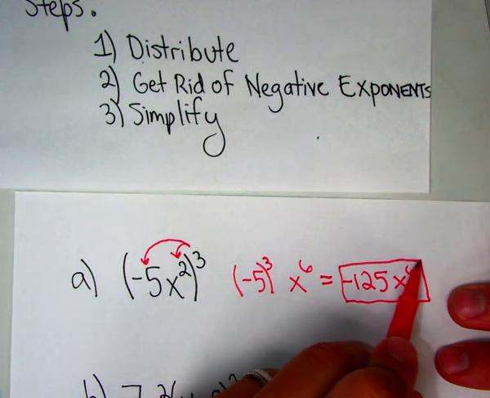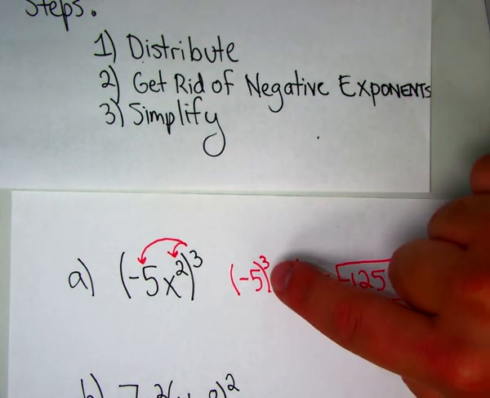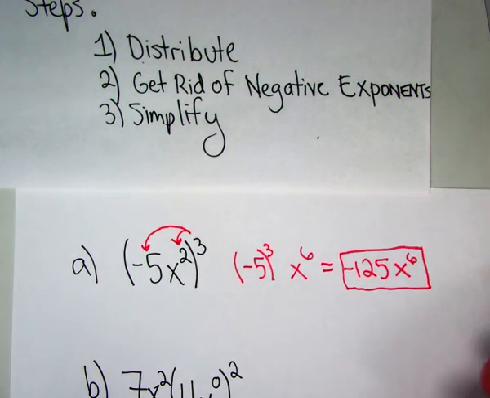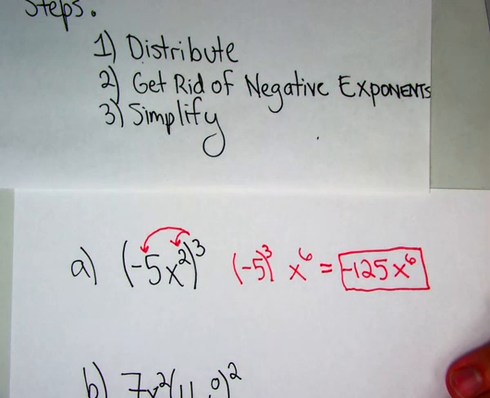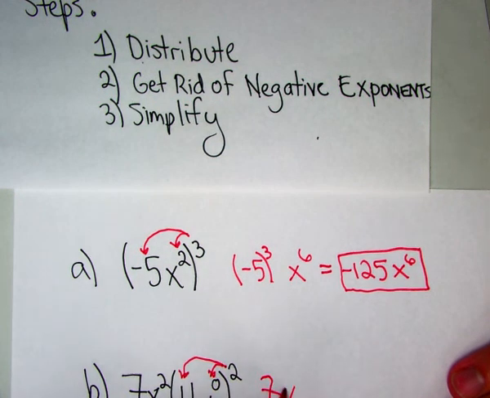I say simplify because in step 2 it says get rid of negative exponents, but we didn't have any negative exponents. This is not a negative exponent. This is a negative base. Big difference. Okay, letter B. Again, step 1, 2, and 3. Distribute. This 2 is only going to be distributed to what's inside the parentheses, nothing outside. Okay, so that 7x squared is going to stay where it's at. This will become 4 to the second power.